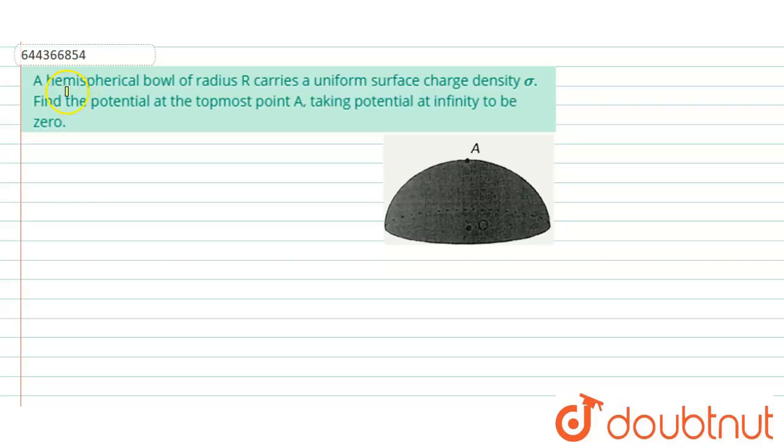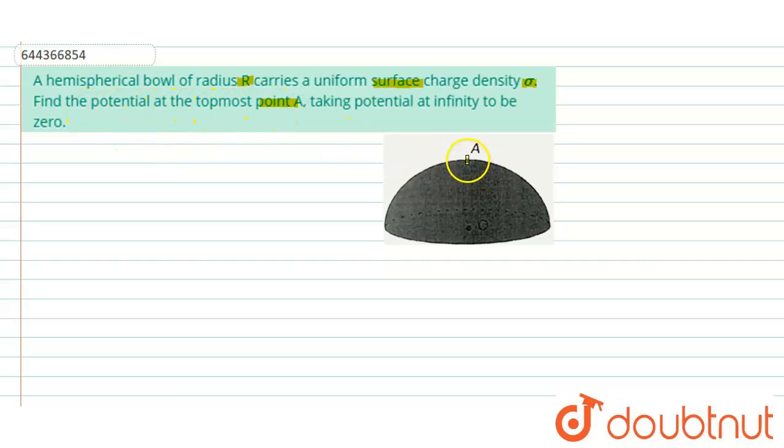Hello everyone, let us try to solve the given problem. The problem states that a hemispherical bowl of radius r carries uniform surface charge density. This simply means that the charge is present on the surface, with surface charge density sigma. Find the potential at the topmost point A.